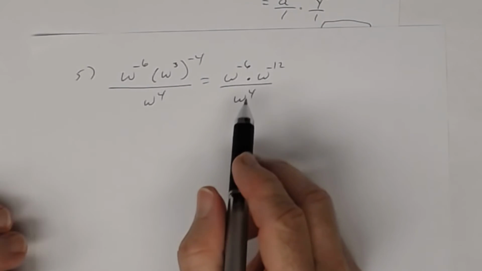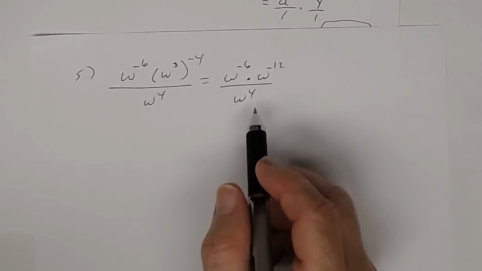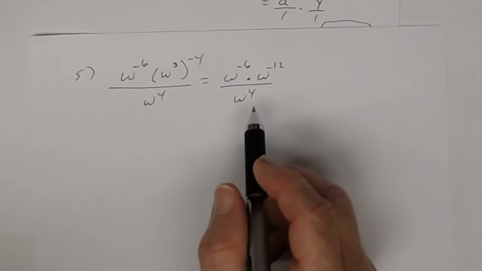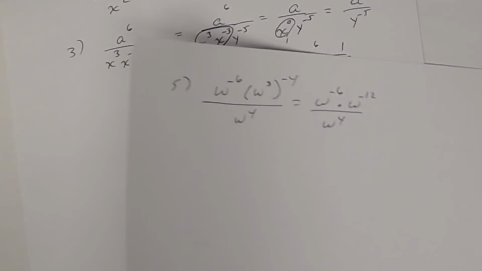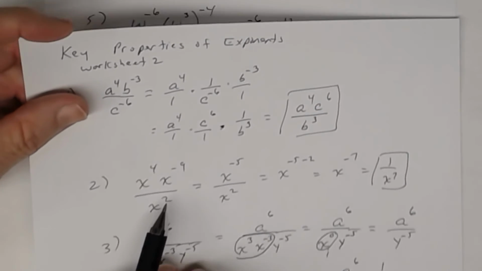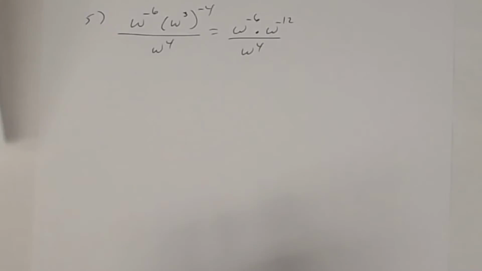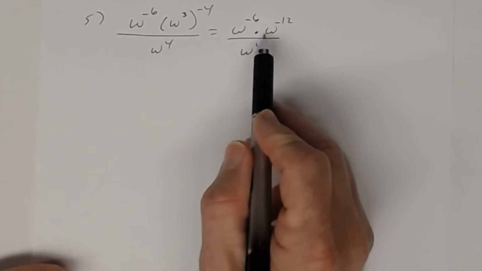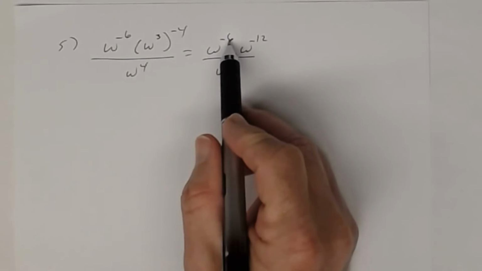And now this looks like one we did earlier. So it kind of looks like number 2 now, right? So let me remind you what number 2 was. You see this right here looks like this now. See it? Okay. So what we're going to do now is use the product rule. So when you multiply like bases, you add exponents.